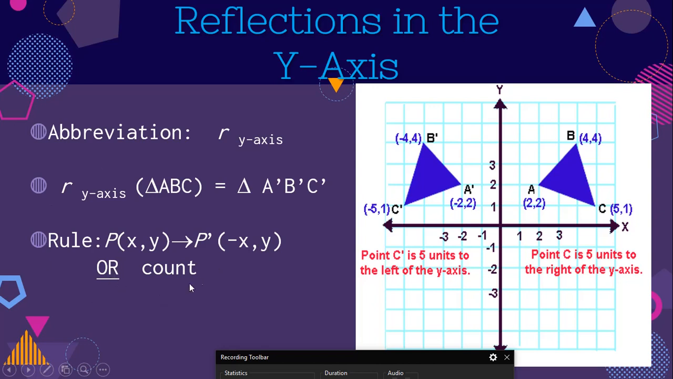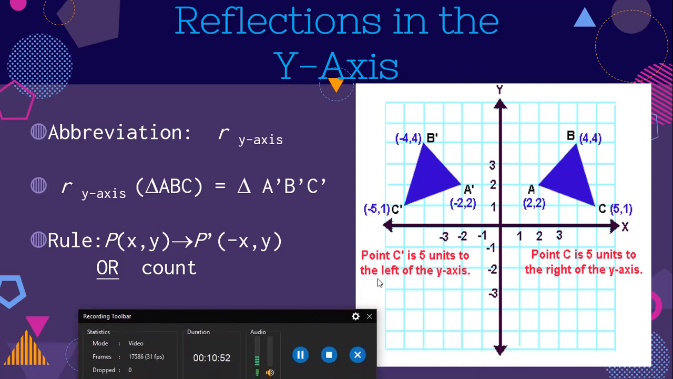Again, as we learn more rules, you might prefer to count. So A is horizontally 2 blocks from the line of reflection. Its new location is also 2 blocks further from the line of reflection. B was 4 units from the line of reflection. B prime is also 4 units. The counting method will work for both of these reflections in the x and y axis.